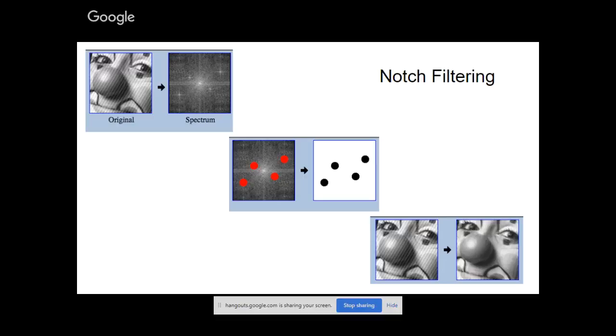The other place you would see this is if on TV you watch somebody who has a shirt with a lot of stripes on it. All of a sudden you'll see a moire pattern come up. It doesn't look like stripes.